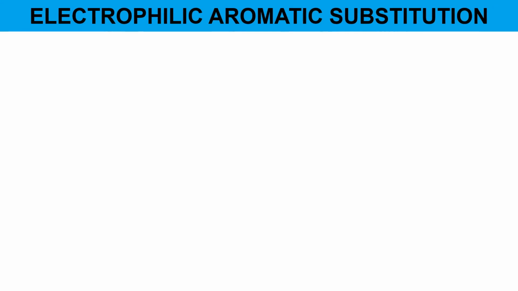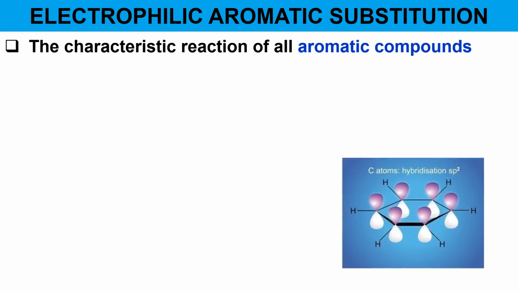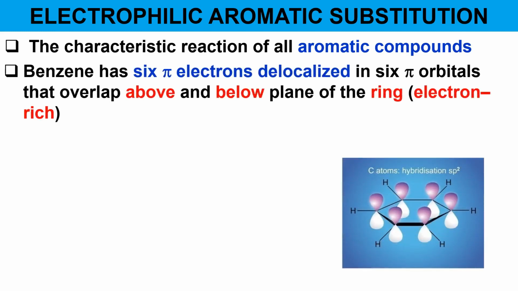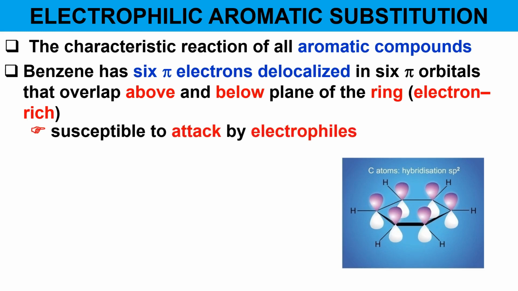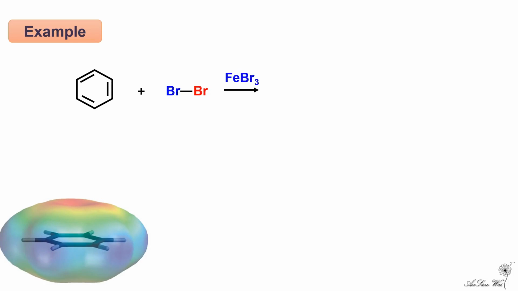Electrophilic aromatic substitution. The characteristic reaction of all aromatic compounds. Benzene has 6 pi electrons delocalized in 6 pi orbitals that overlap above and below the plane of the ring. Thus, benzene is a nucleophilic site which is electron rich and susceptible to attack by electrophiles. Example: bromination of benzene in the presence of a catalyst. One hydrogen atom in the benzene ring is substituted by Br from the bromine molecule, producing bromobenzene and HBr.